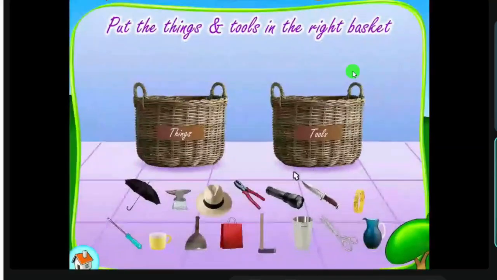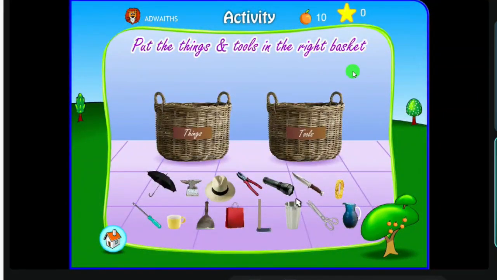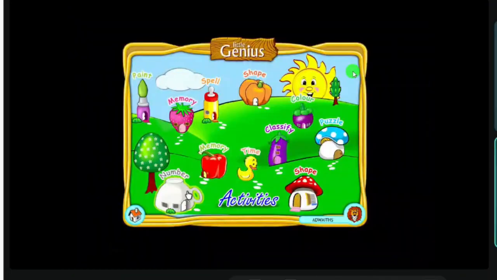Then classification of tools. This is very, very important. Our children are very much confused with the tools and things. What are the tools, what are the things? So this is a tool. This is a tool. And this is a thing. If you put it here, it will go to the tools. We may feel it is very simple, but it is very important. So this way, many tests are there.